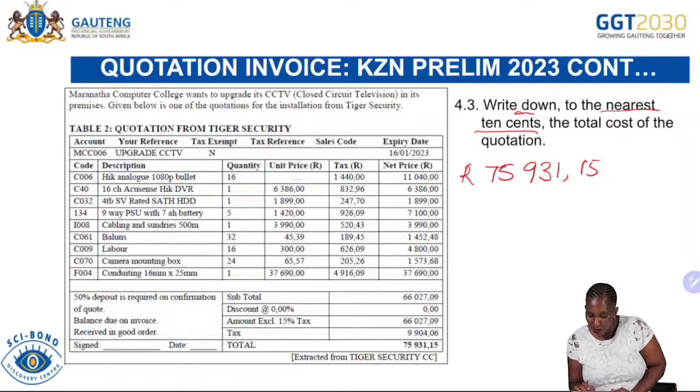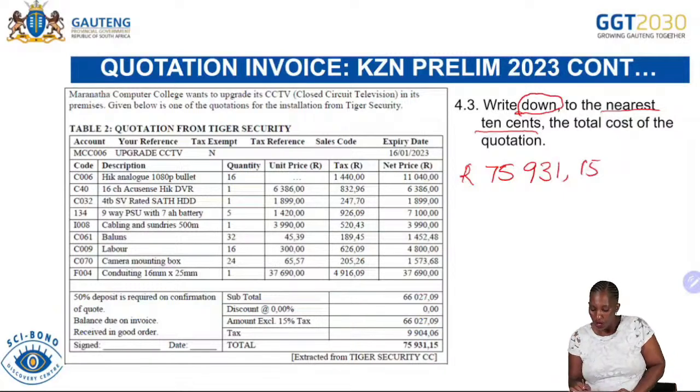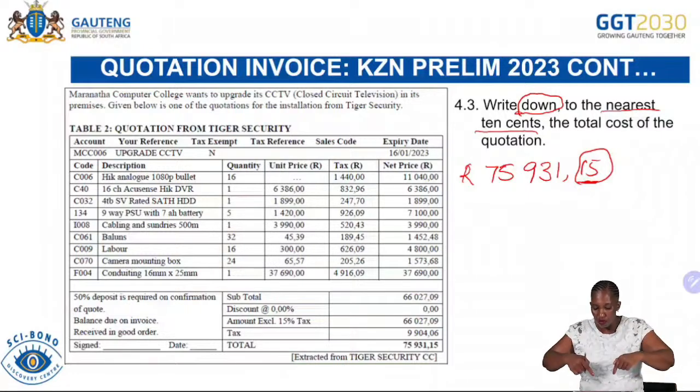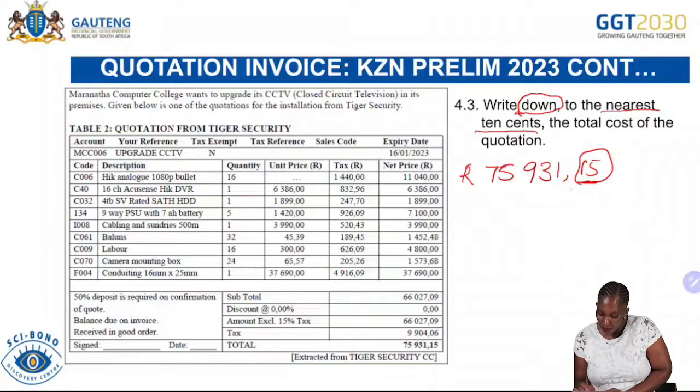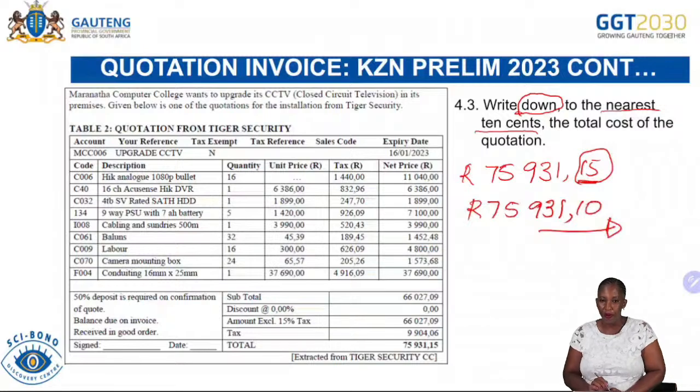Here, what is the keyword? It says round down. They did not say round up, but they said round down to the nearest cent. So where are we focusing? Here are our cents now, the 15 cents, because we said it's 75,931. And then when they say round it down to the nearest cent, we focus on the last two digits after the comma, it will be now 75,931 rand 10 cents. This is the amount that you'll be paying.